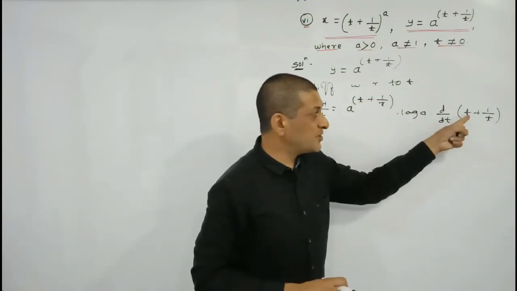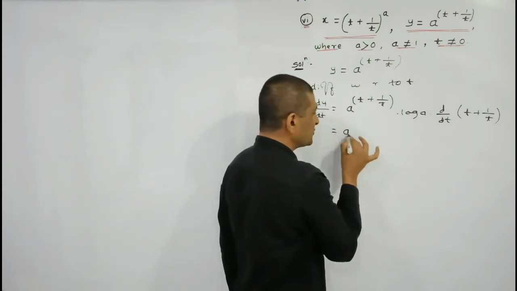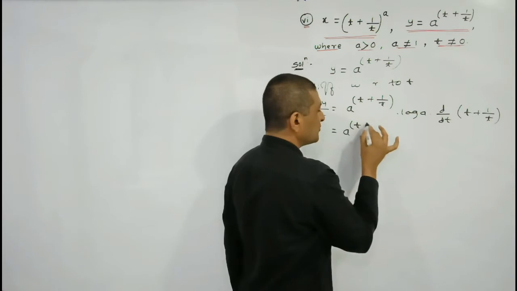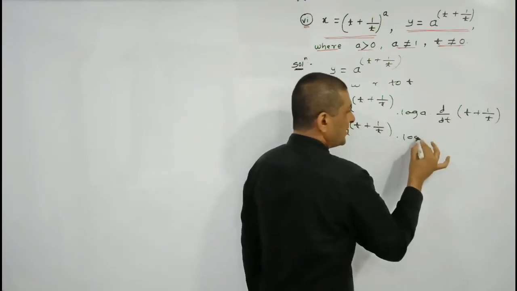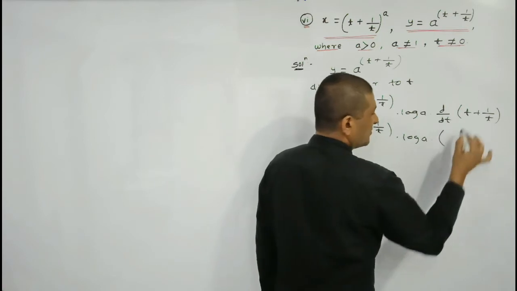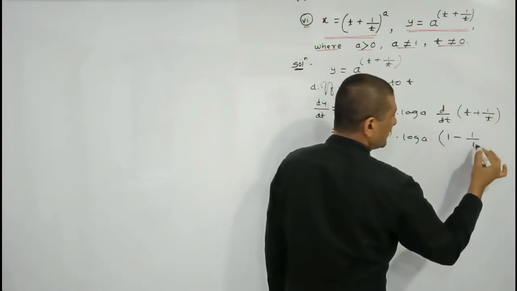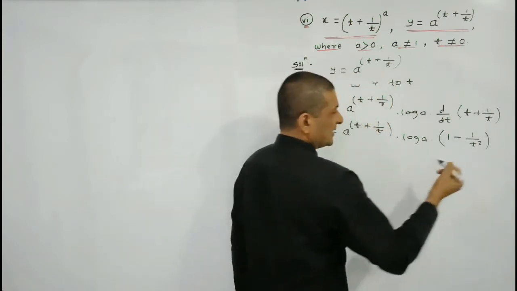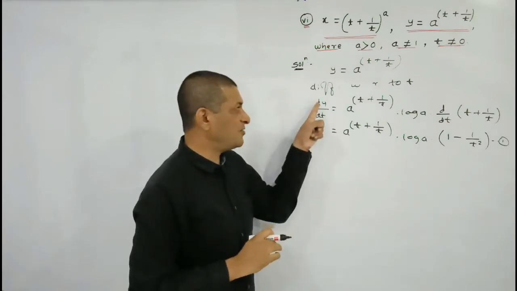Now the remaining part is just to find the differentiation of this term. So keep this first term a raised to power t plus 1 by t as it is, into log a also as it is. Here the derivative of t will be equal to 1 and the derivative of 1 by t is minus 1 upon t square. So let us denote this result by equation number 1, which is nothing but the value of dy by dt.